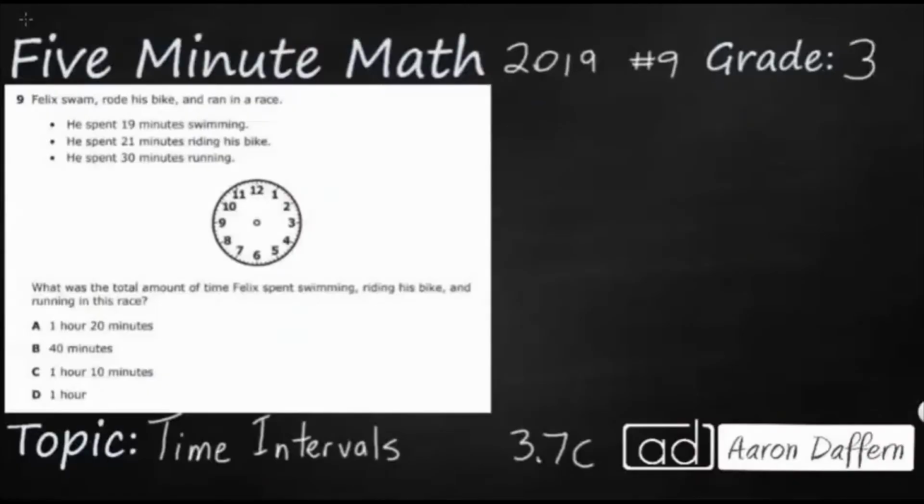So Felix is doing quite a bit here. He's spending 19 minutes on his swimming, 21 minutes on riding his bike, and 30 minutes on running. So we need to find the total amount. So that's going to be add. Seems like it's a pretty straightforward problem so far. Total amount of time that he spent swimming, riding his bike, and running the race.